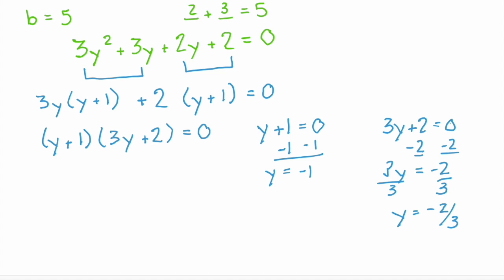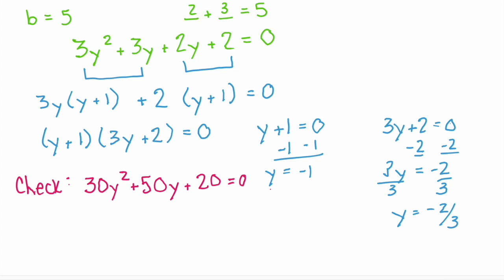So these are our possible solutions, and remember that our most important step is to check, and to always check these with that original equation, which is this, 30y squared plus 50y plus 20 equals 0. Now, I'm going to tell you that y equals negative 1 does check, because that's a relatively easy one to plug in and check. I'll walk you through y equals negative 2/3.